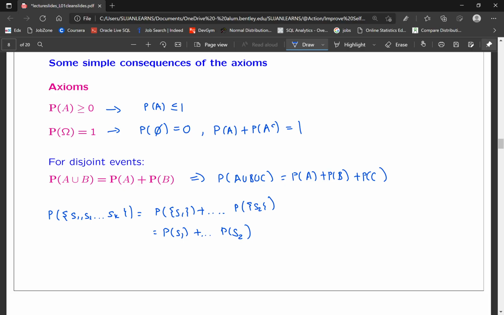So let's start. For the purpose of referring to these axioms, let's refer to those as A, B, and C. So let's have a sample space where we have A and A complement as subsets of that sample space, and they are disjoint.